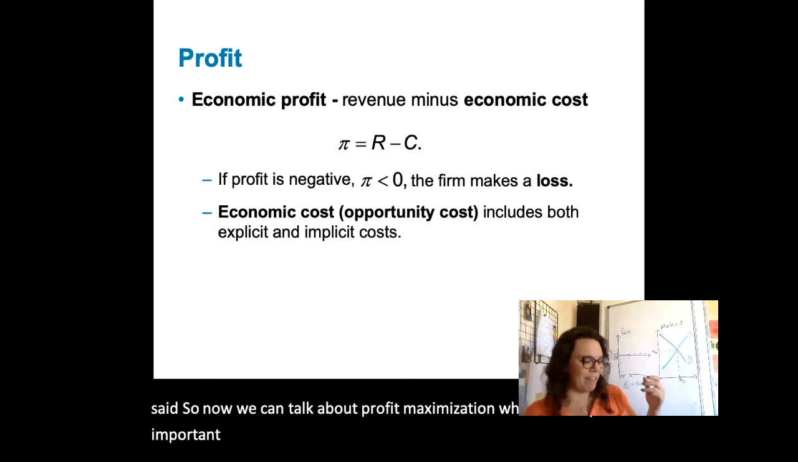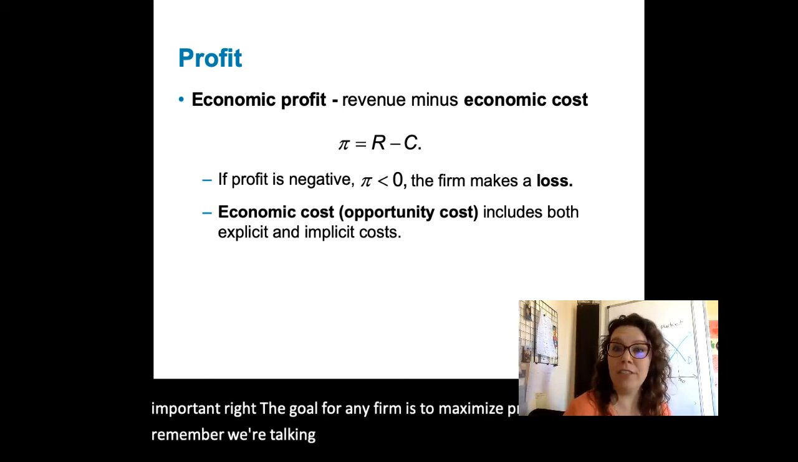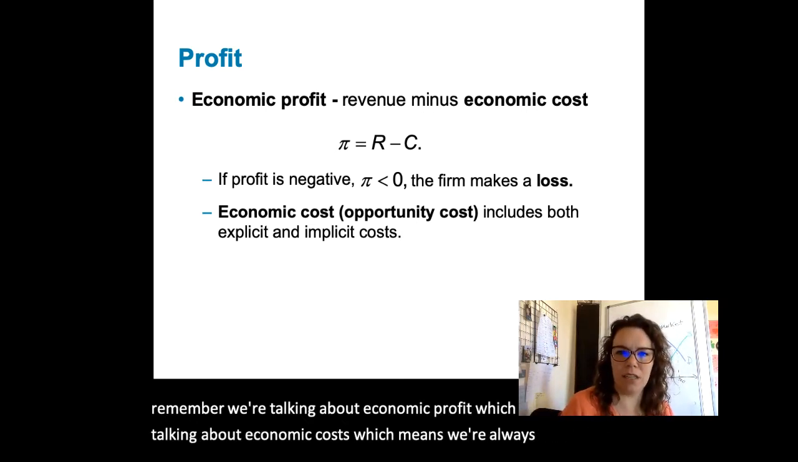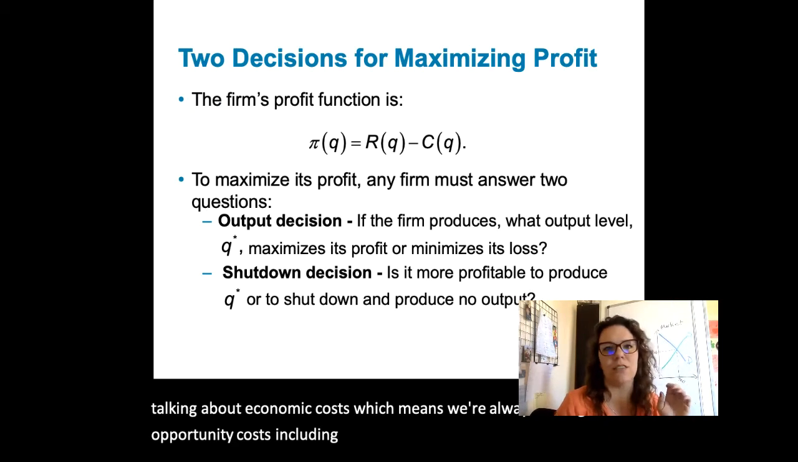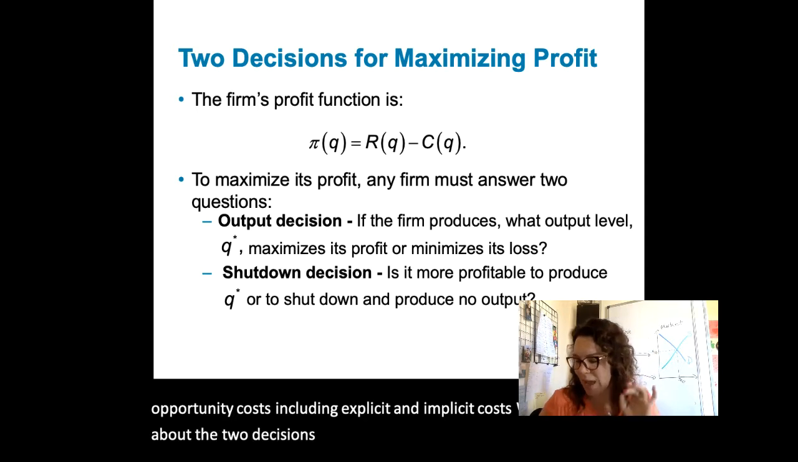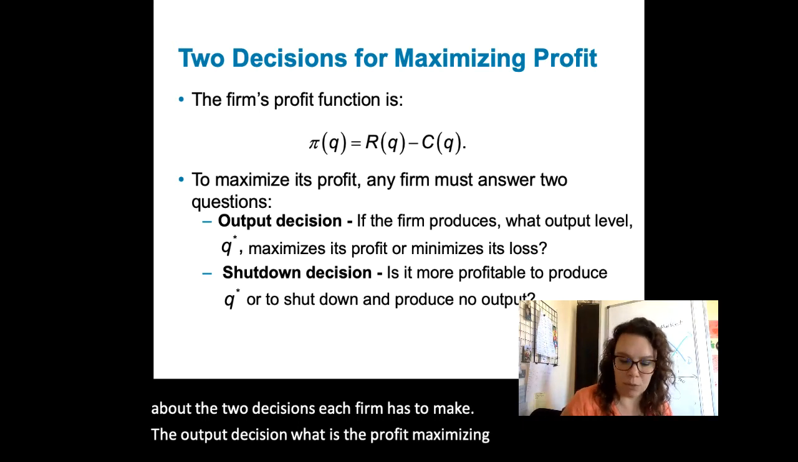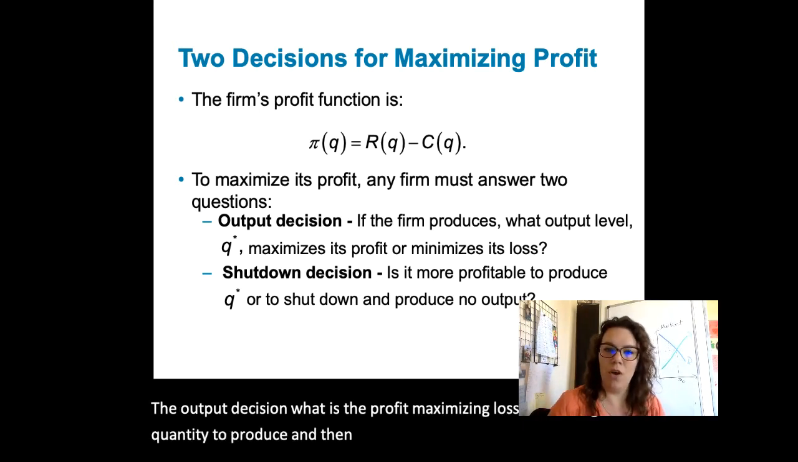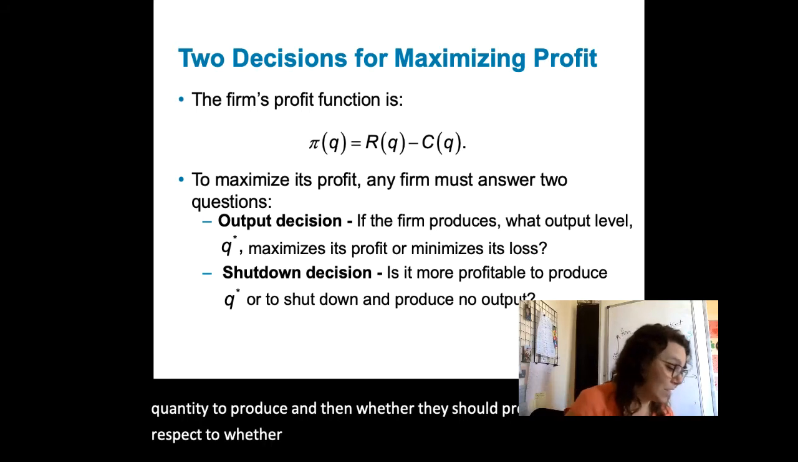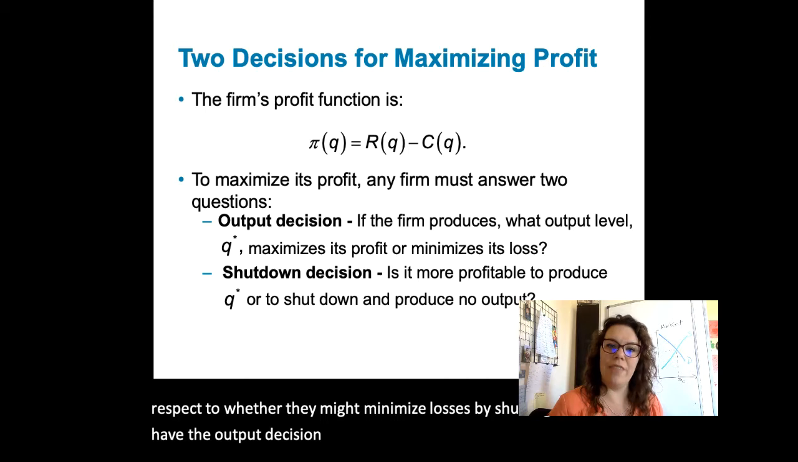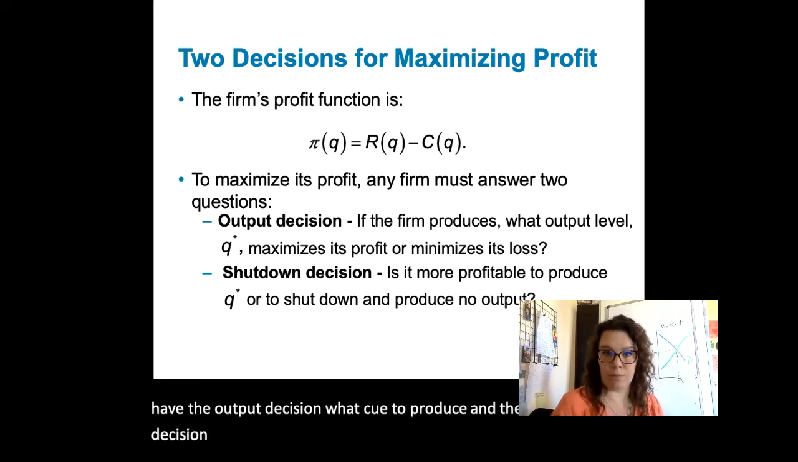The goal for any firm is to maximize profit. We want to remember we're talking about economic profit, which means we're talking about economic cost, which means we are always talking about opportunity costs, including explicit and implicit costs. We can think about the two decisions each firm has to make. The output decision, what is the profit maximizing, loss minimizing quantity to produce, and then whether they should produce or not with respect to whether they might minimize losses by shutting down. So we have the output decision, what Q to produce, and the shutdown decision, whether or not to produce.